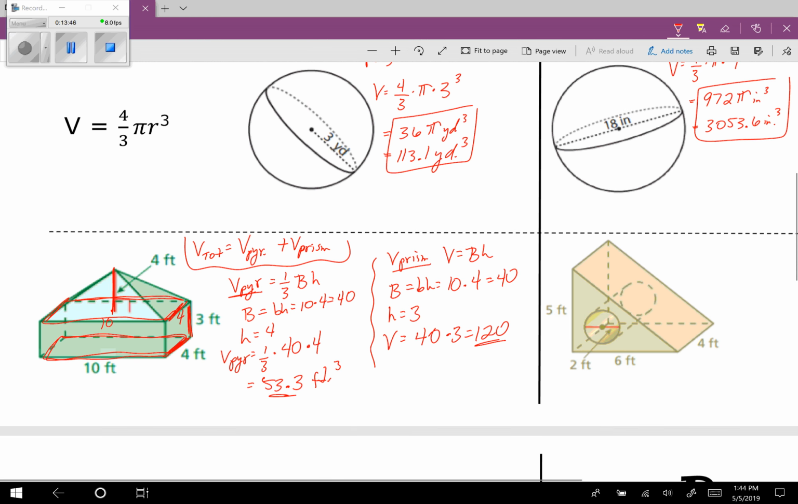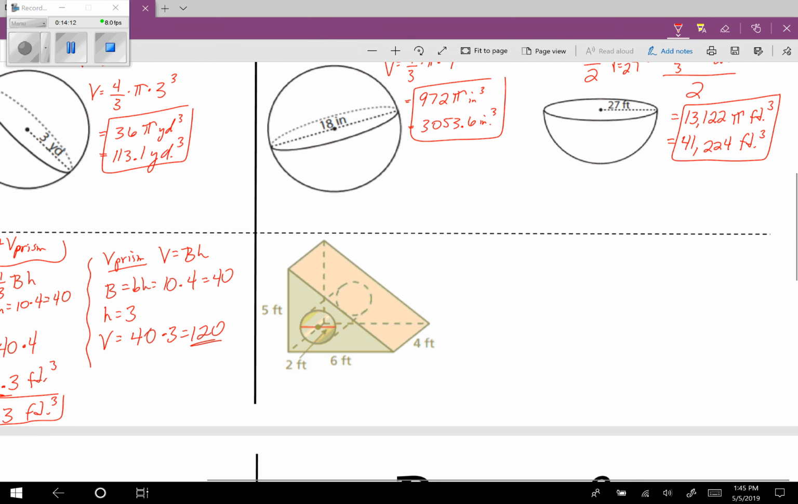So now all we have to do to find the total is to take the pyramid, so 53.3, and add to it the prism, so 120. And then when you add those together, you get 173.3 feet cubed. And that would be your total.